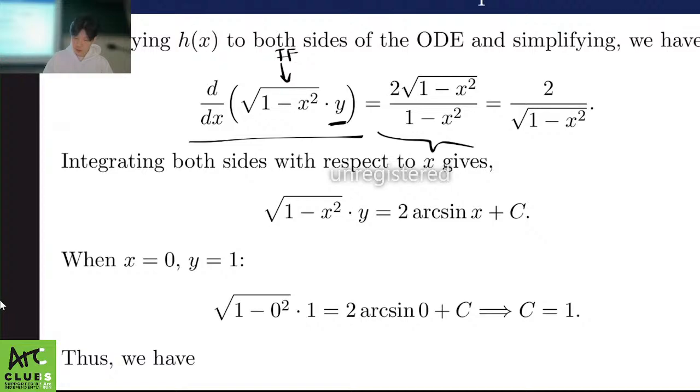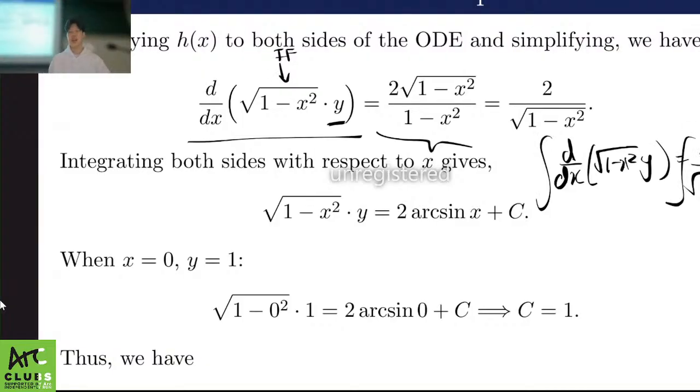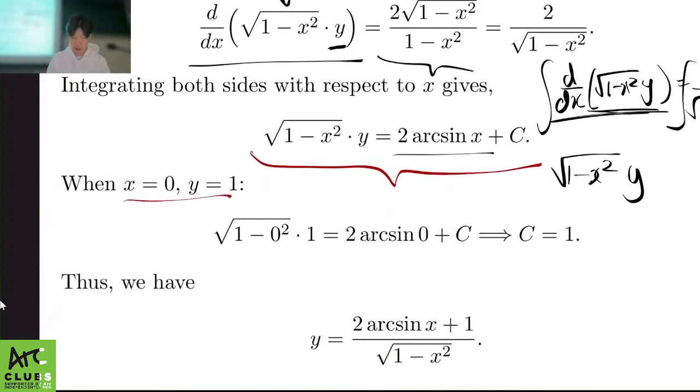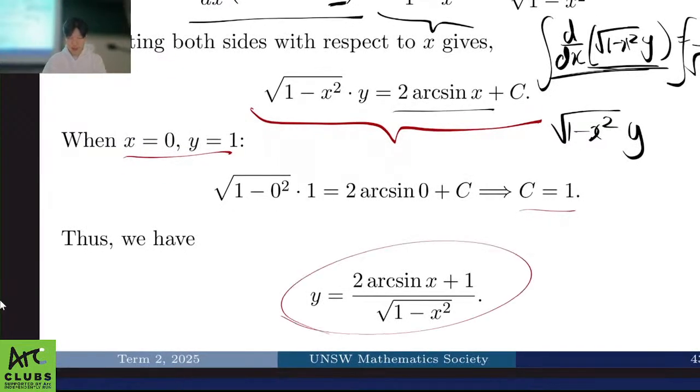Now the reason we do this is because since we have something in this form, I can just simply integrate both sides with respect to x, and this on the left just stays as root 1 minus y squared y. And integrating the right side, we get 2 arc sine x. So therefore this becomes our final equation. Now we sub in our initial condition to find that c is 1, and therefore this is our final answer.